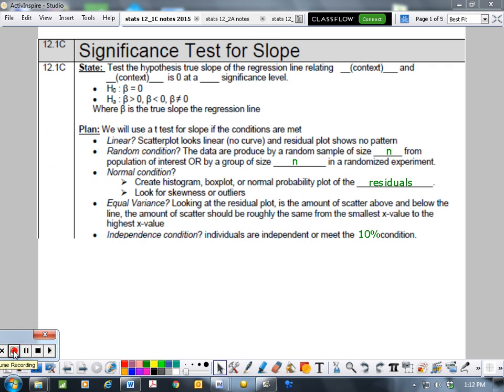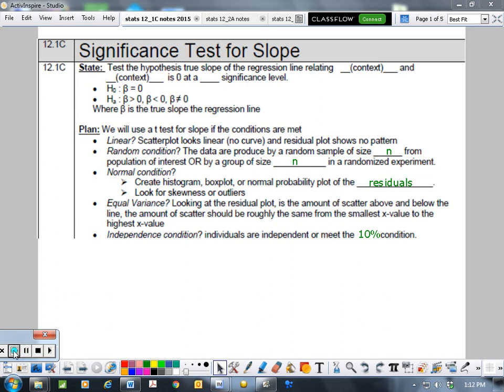Okay, now that we've talked about confidence intervals for the slope of a regression line, we're going to go ahead and talk about the significance test for the slope of a regression line. I couldn't fit this all on one slide, so I broke it up over state, plan, and then do and conclude.